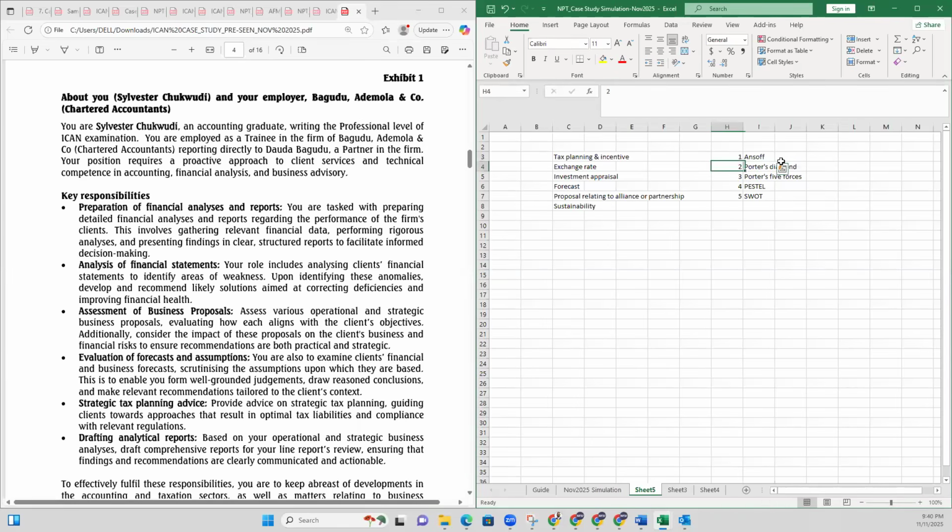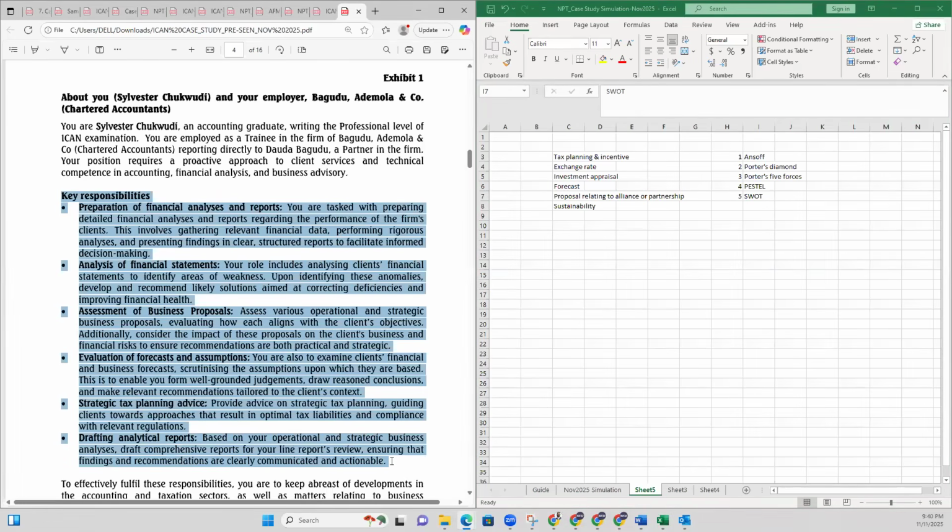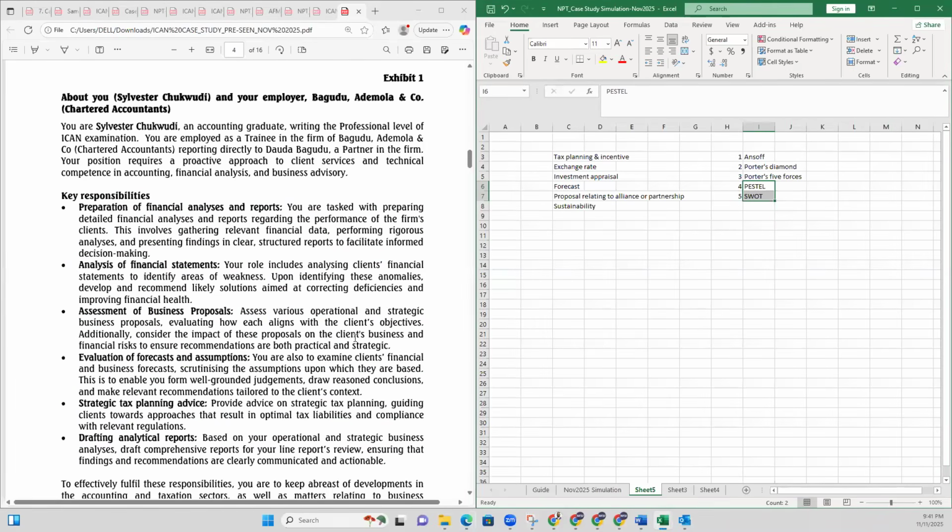So answer Potter's diamond before we consider, maybe ensure that we also revise your Potter's 5 forces and PESTLE and SWOT. But if I look at your JD, like I have said, your JD is not favoring any of these two. If you are talking about the strategic aspect of it now, it might actually favor Ansoff, because if you look at this part where it says strategic business proposals, operational, it might really favor Ansoff, which is why I had to rank Ansoff first.